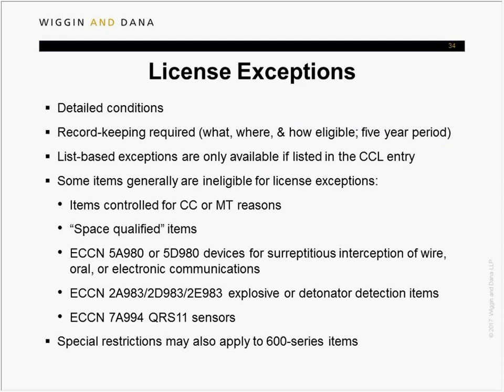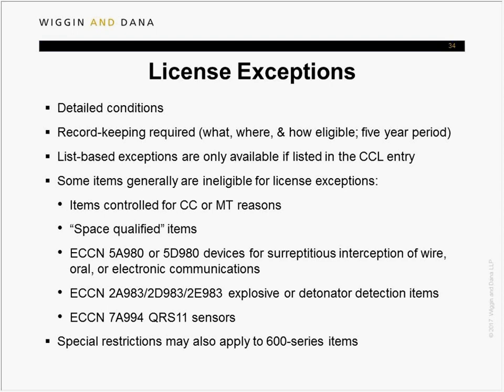You always have to read very carefully to determine if the conditions are satisfied. Once you've determined that you have satisfied the conditions for using a license exception, even though it's not a license, it's a license exception, you still have to make a record. And that record needs to reflect what you exported with the license exception, where you exported it to, how you knew you were eligible, so you have to include information that shows you satisfied the conditions, and you have to keep it for 5 years.